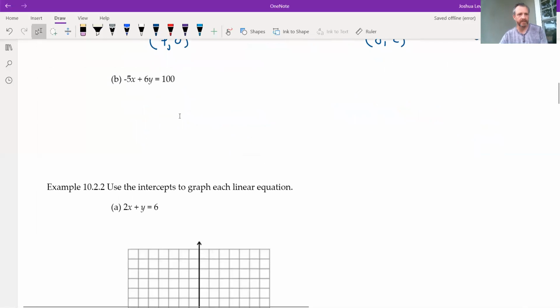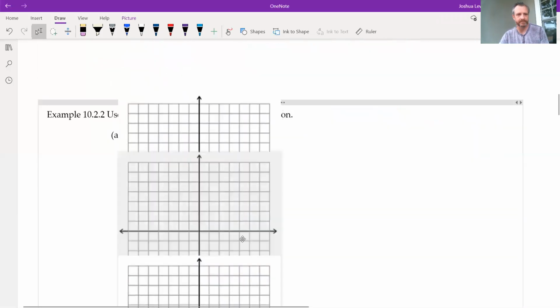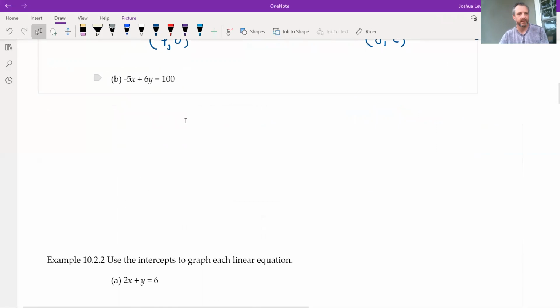How about B? Well, we can play the same game here. Let me put this down a bit. Well, I'm sorry, let's get a little more organized. Let's start again with our x-intercept.